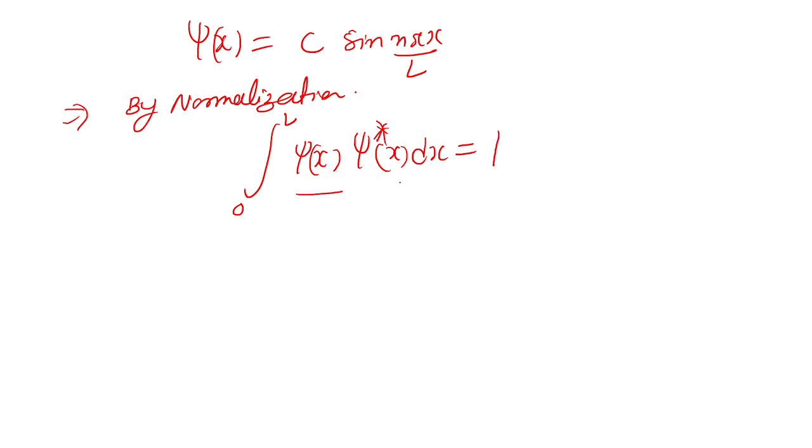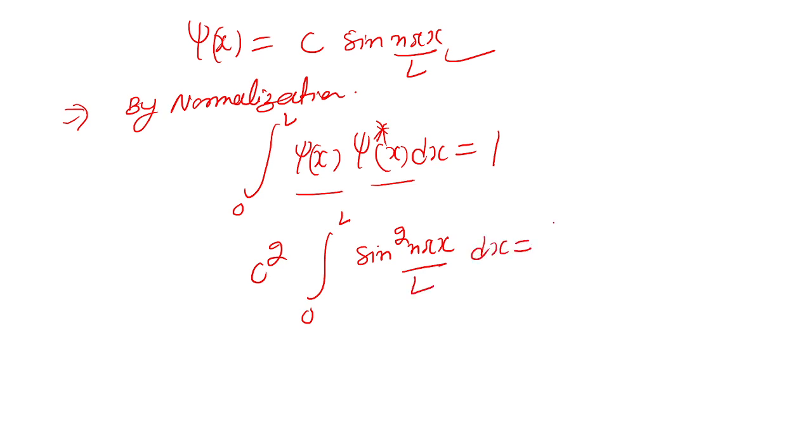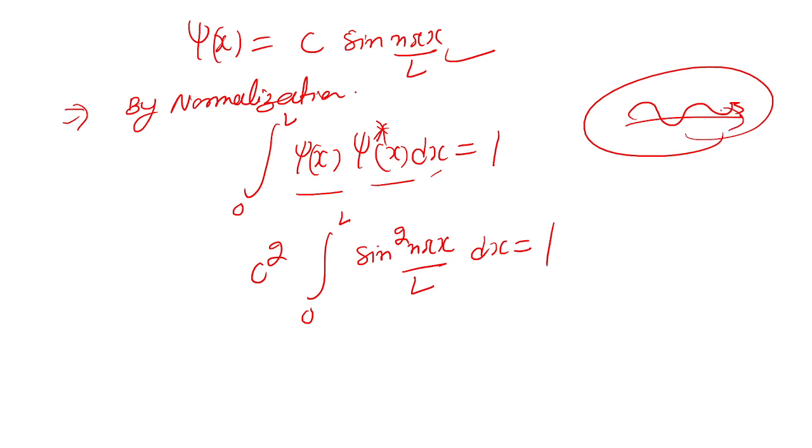By putting the value of these two through this expression, we get c square, we take this common, integral from 0 to L, and inside we get sine square n pi x over L dx. We had considered dx here because the particle is moving along the x axis in a box in one dimension. One dimensional means it could be x, y, or z, but it will be along only one axis. So this is the equation that we get.